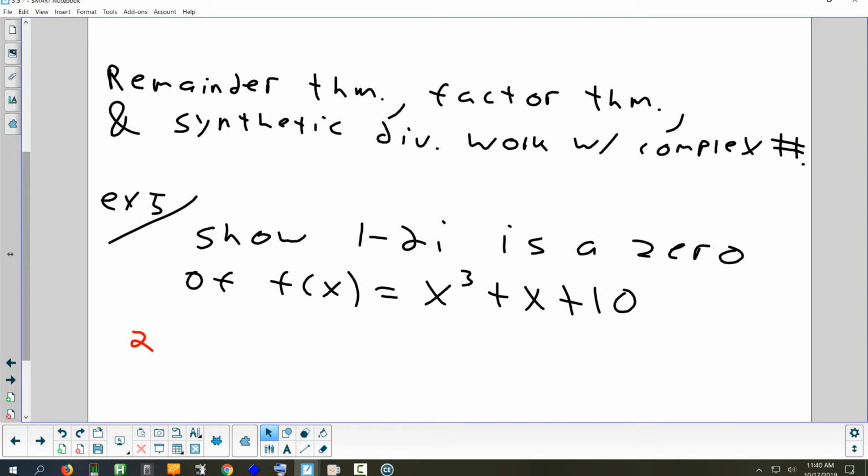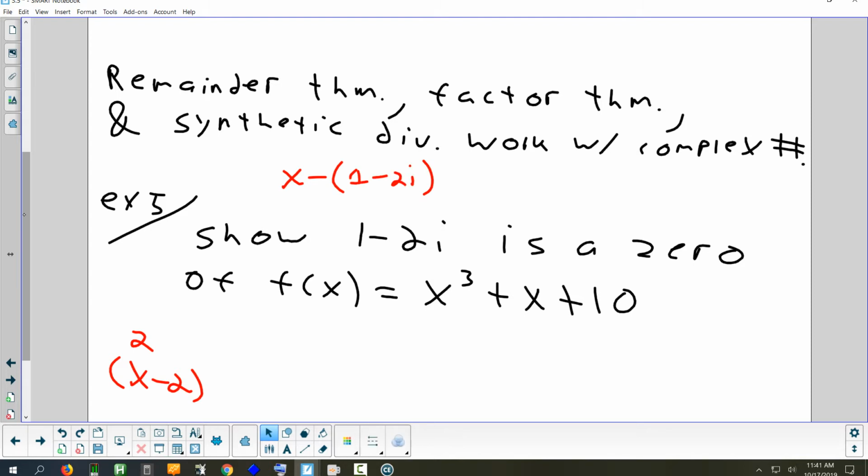So if I wanted to show that 2 is a root, this is what we did yesterday. We showed that what is a factor? X minus 2, yes. I want to show 1 minus 2i is a root. So what I'm really going to show is that x minus that is a factor. You're always showing that x minus the thing is a factor.